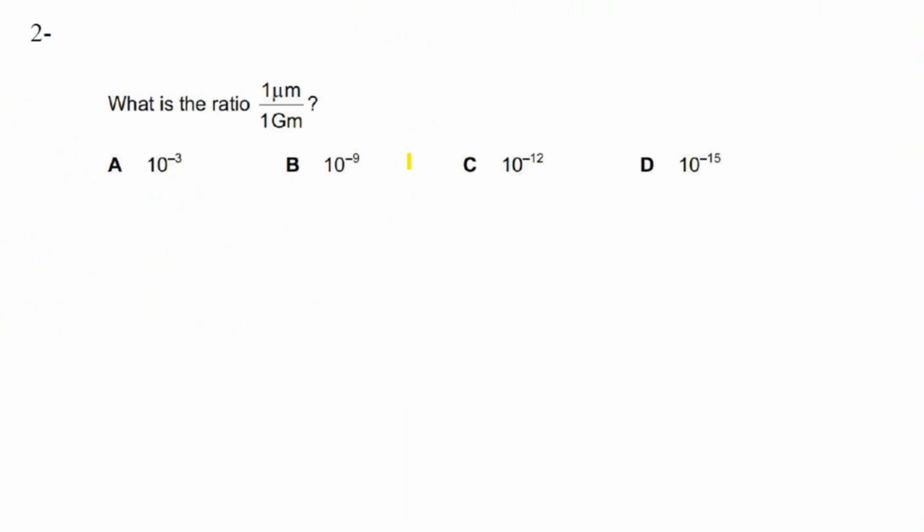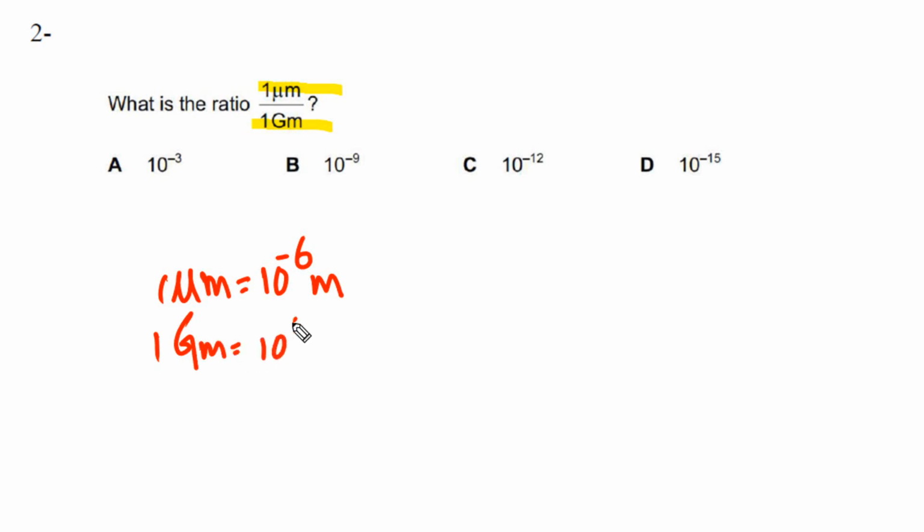For this question, we simply need to understand what exactly is 1 micrometer and what exactly is 1 gigameter. So first of all, let me explain what is 1 micrometer. 1 micrometer is equal to 10 to the power of minus 6 meters. And 1 gigameter is simply equal to 10 to the power of 9 meters.